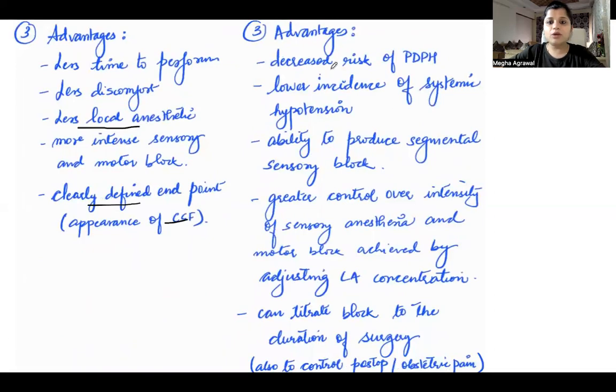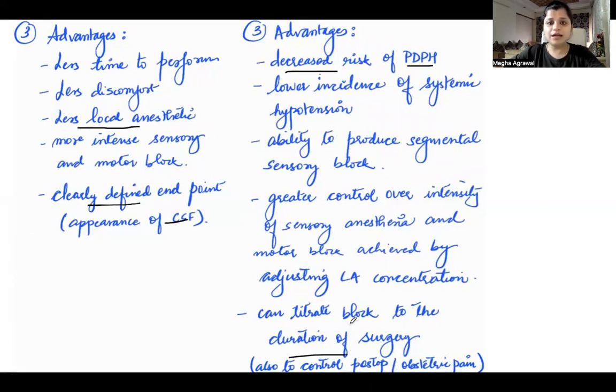Whereas in epidural, the advantages are decreased risk of PDPH. PDPH is post-dural puncture headache. There is lower incidence of systemic hypotension. There is ability to produce segmental sensory block. We have greater control over intensity of sensory anesthesia and motor block achieved by adjusting the local anesthetic concentration. And also we can titrate the block to the duration of surgery.